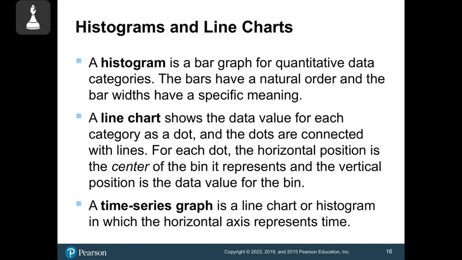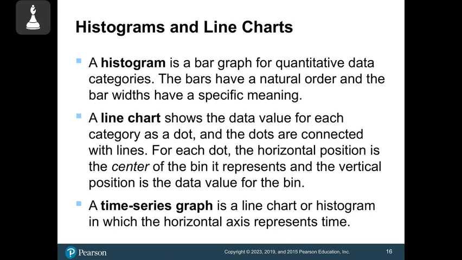So these ones here, a histogram, a line chart, and a time series graph, are going to be strictly numeric, strictly quantitative graphs. A histogram is going to look like a bar graph, but it's for quantitative data. The bars are going to go in numeric order, and the bars are going to touch, because there's a reason for that: that data is numeric.